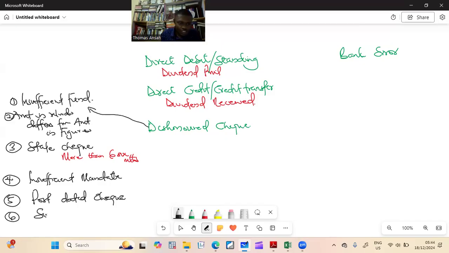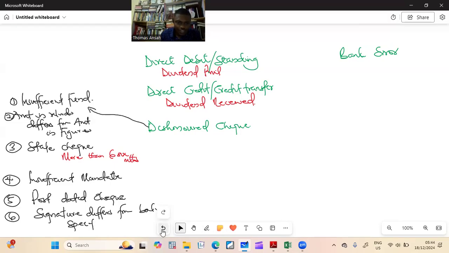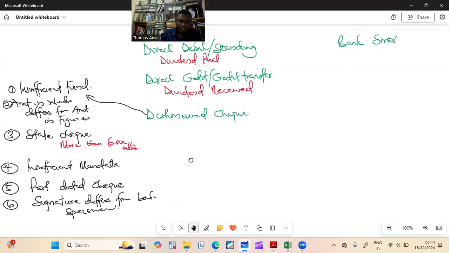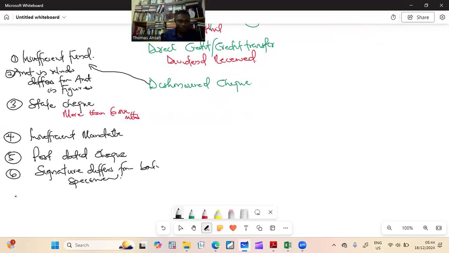So, the signature differs. When the signature differs from the bank specimen, which you give when you are opening an account, you sign. That signature that you sign, anytime you are going to withdraw money, they will look at it and check if they should give you the money, because if it is a different signature, they shouldn't give it to you. It's not you. Or if there is no signature at all, because if you don't sign, there is no way they are going to give.